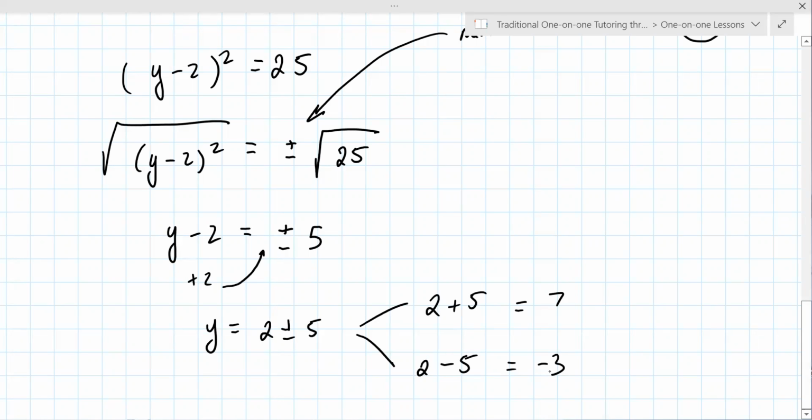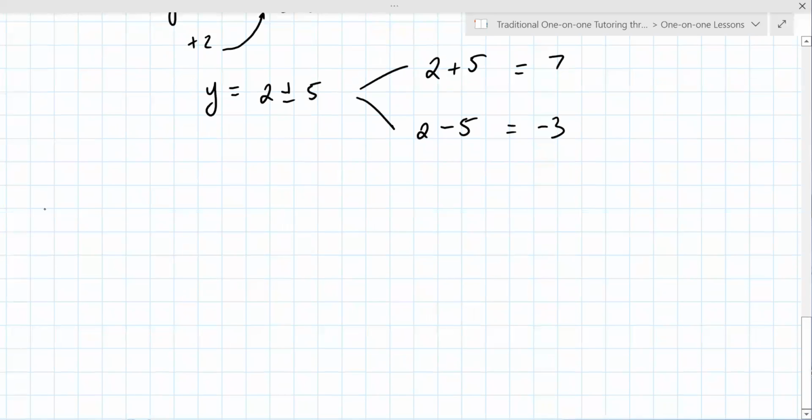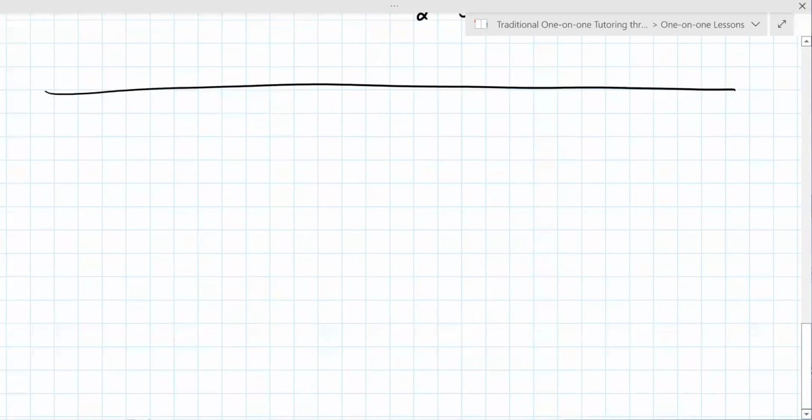All right, is that okay? Okay, so let me give you one to try. It's going to be really similar. Let's go solve for P. P minus 3 squared plus 9 equals 27. Go ahead and try solving this on your own, please.